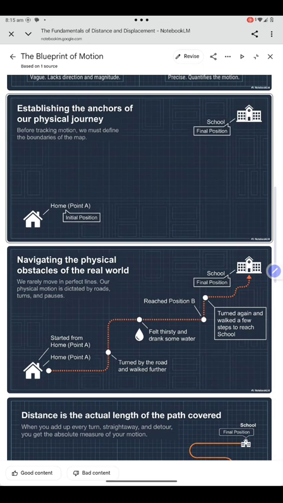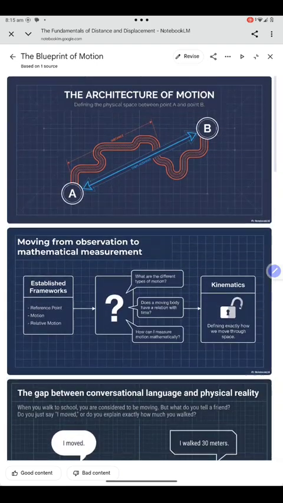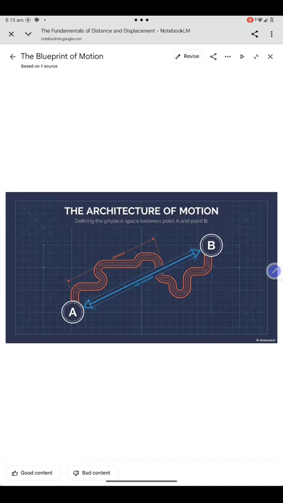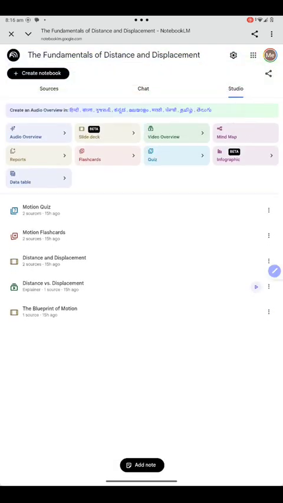What is the displacement of an object? It is the shortest path between the initial position and the final position. So this is what is depicted here, that the initial position is your home and the final position is your school.